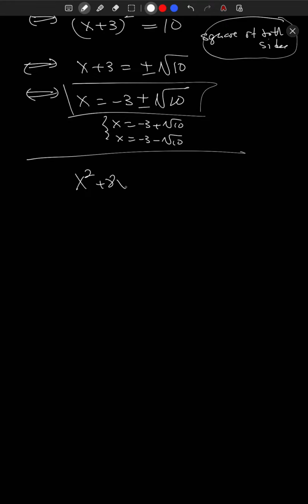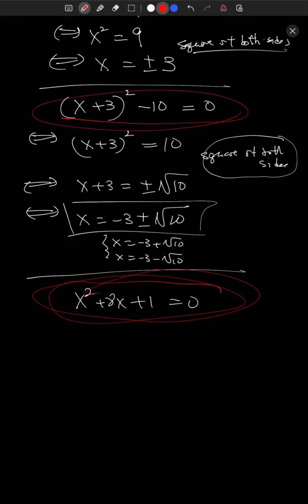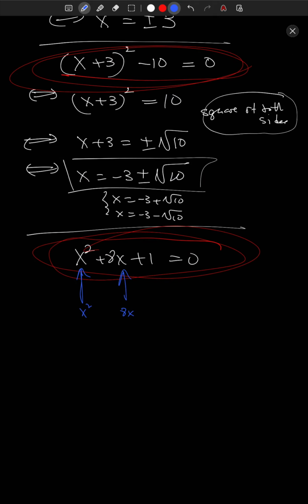x squared plus 8x plus 1 equals 0. What about this? All right. Well, our goal is to transform this problem into a problem that looks like that. So here's the huge difference. This problem here has two x's, and one of them is an x squared, and one of them is just an x. So these two terms don't interact well at all, right? You can't combine them nicely, at least in a way that helps you solve the problem, right?